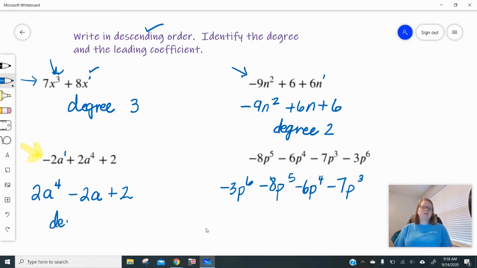The degree here is 4, 2a to the 4th, and the degree here is 6 because it is negative 3p to the 6th power.